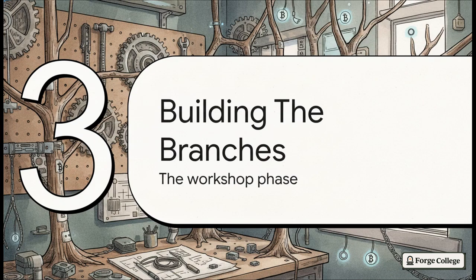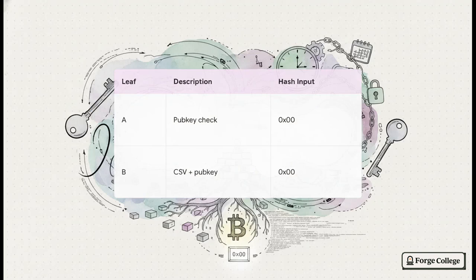Section 3, building the branches. This is our workshop phase. Let's say we're working with two distinct branches here. Leaf A is a simple single public key check, a standard signature. Leaf B is a CSV time delay plus a public key. And no, CSV here isn't a spreadsheet file, it stands for Check Sequence Verify. Notice that both of these leaves are prepped with a critical 0x00 version marker byte before their serialization. This 0x00 prefix is a tiny but absolutely vital engineering tolerance. It specifically marks these inputs as leaves in our Taproot Merkle tree.